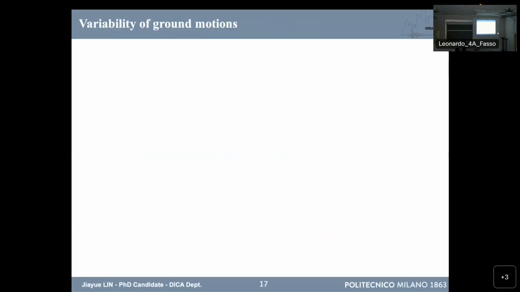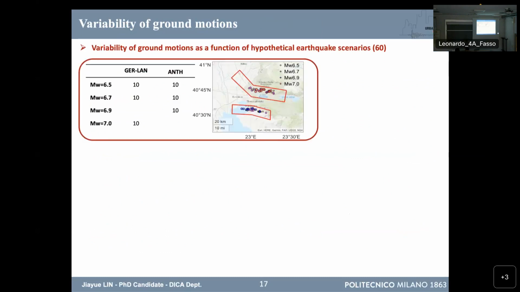And after those two validations, we measure the variability of the ground motions, and we generate 60 different earthquake scenarios originating from 2 different fault systems with different magnitudes.